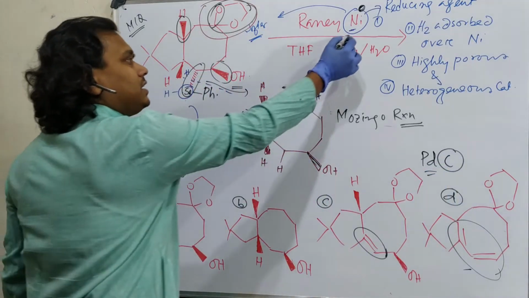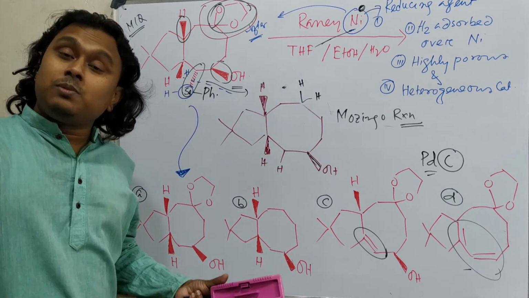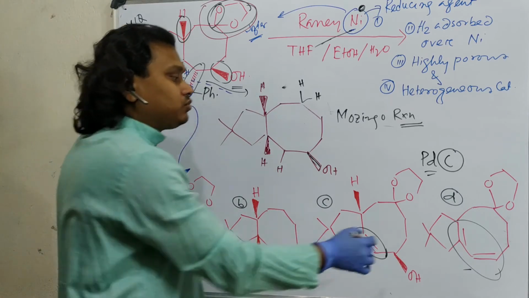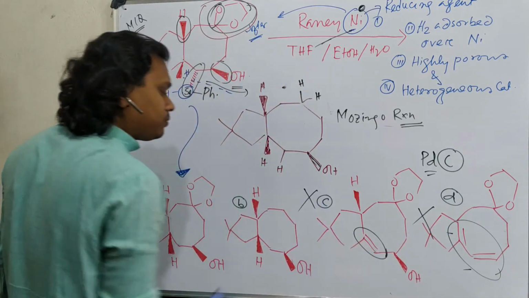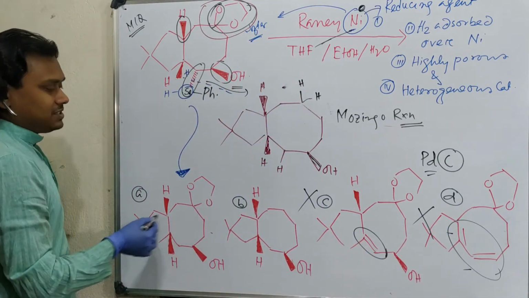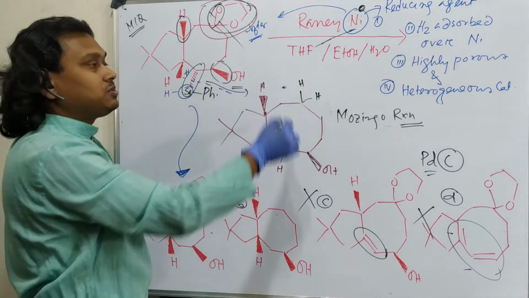But see, Raney nickel already contains lots of hydrogen. It is reducing in nature. It will prefer to add hydrogen. It will not withdraw or abstract hydrogen. So this is not possible. Question, this versus this. In this case, this oxygen is gone. It is not possible by Raney nickel.